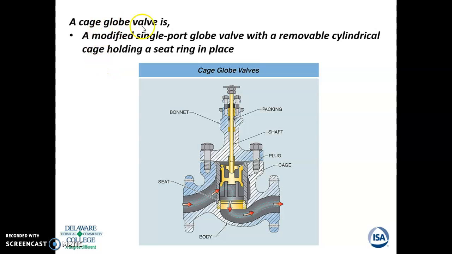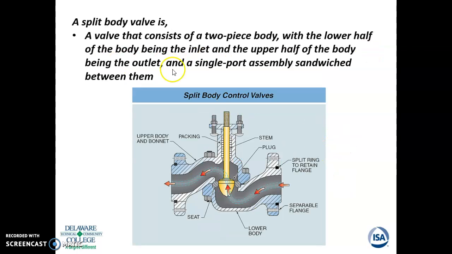There can also be a cage globe valve. This is a modified single port globe valve with a removable cylindrical cage holding a seat ring in place. Just different types of valves. There's also the split body valve. This consists of a two-piece body with the lower half of the body as the inlet, and the upper half is the outlet. And you can look at this again in your text.